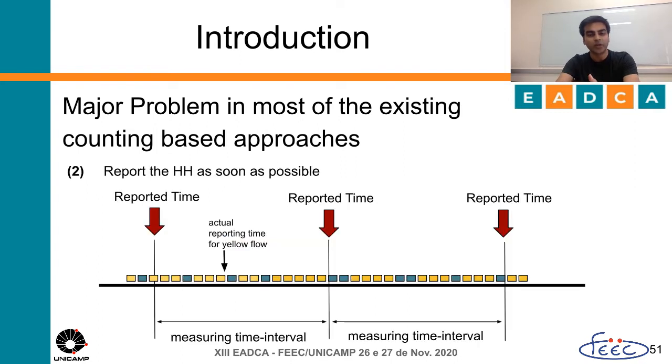The second problem is reporting time. We should report the heavy hitter flows as soon as possible, but in the existing approach, we have to wait till the end of each time interval, which is not acceptable for DoS attack or traffic engineering applications.